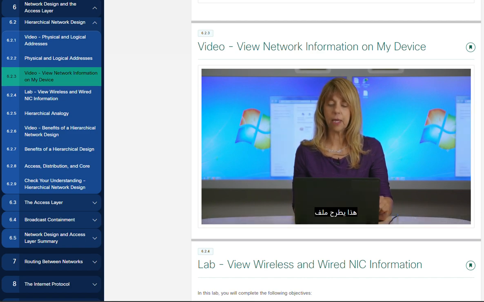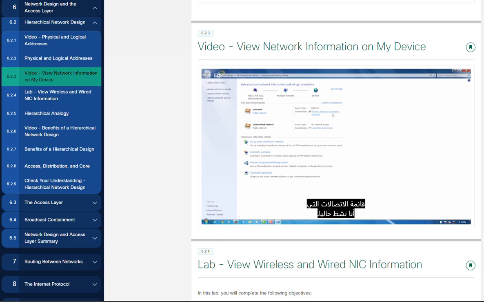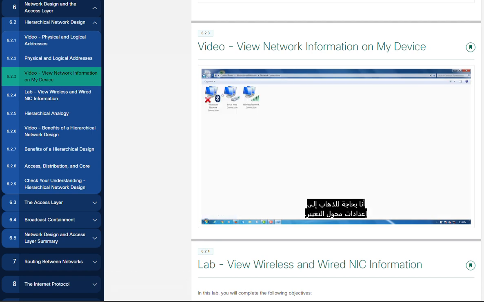This brings up the list of connections that I currently have active. As you can see, this is my computer, and I have multiple networks that are connecting to the internet. To look at the individual adapters, I need to go to the Change Adapter Settings. As you can see, I have a local area connection, which is a wired connection. You may be able to see the wire coming out of the back of my laptop. And I also have a wireless network connection.